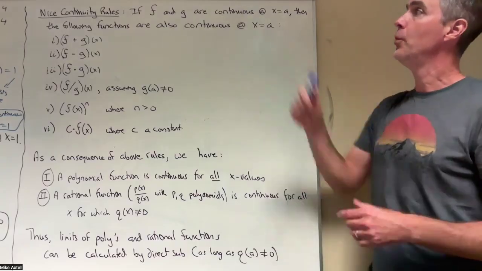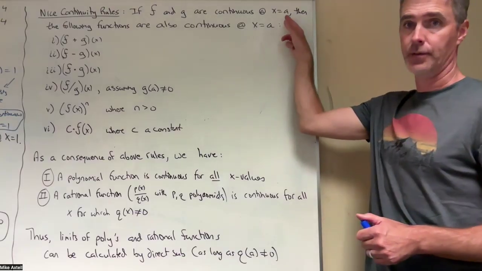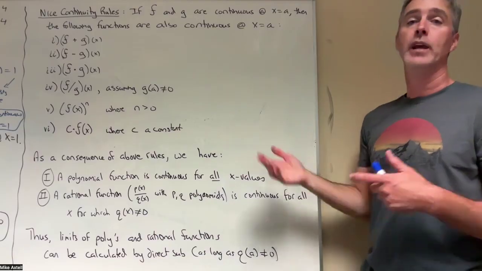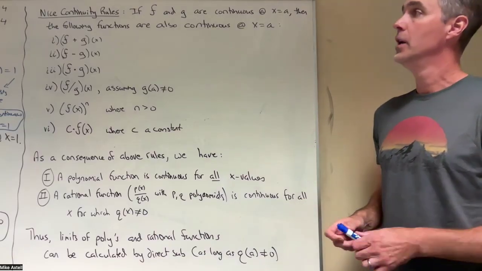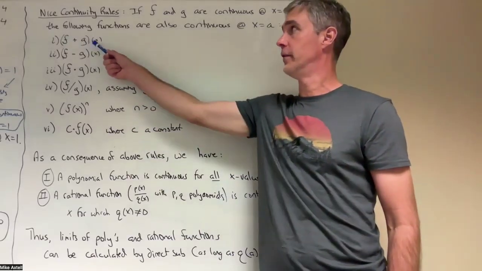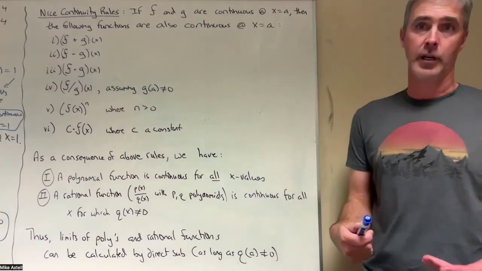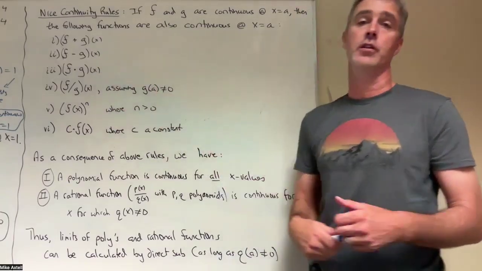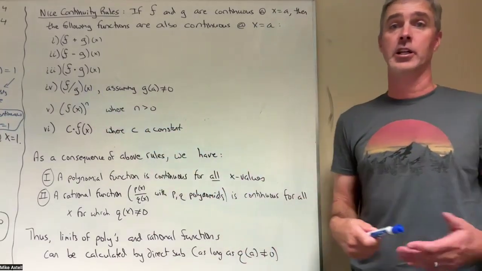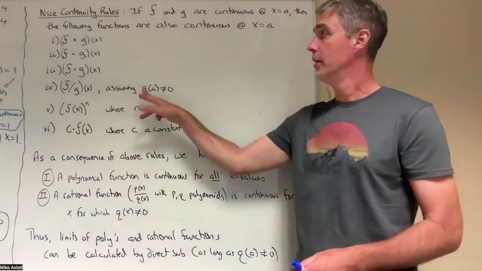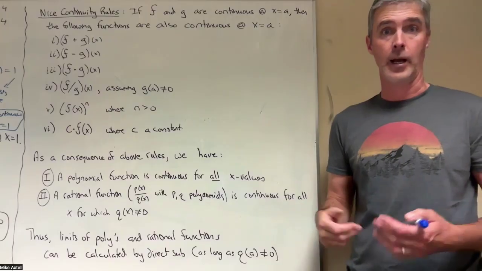So if we know that f and g are each continuous at x equals a, the same a value, then we get a whole host of other functions that we know are also continuous at x equals a. For example, f plus g of x is continuous at x equals a. F minus g of x is continuous at x equals a. F times g of x is continuous at x equals a. F divided by g is continuous as long as g of a is non-zero, so as long as it's not causing us to divide by 0.